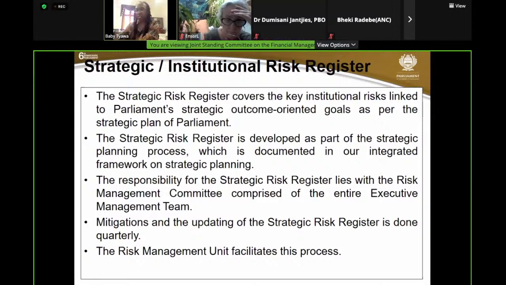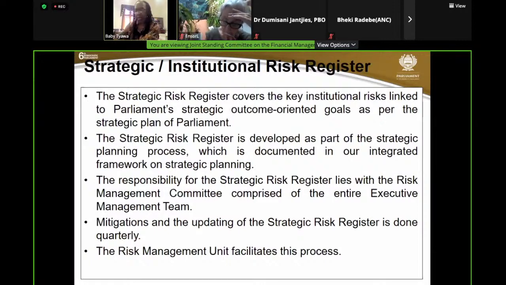And at some stage, it actually suggests that members of parliament have risks that they will have to be accountable to. However, we propose mitigation, but the assessment of those mitigations is at the level of members of parliament. And then, of course, we have the operational risks.